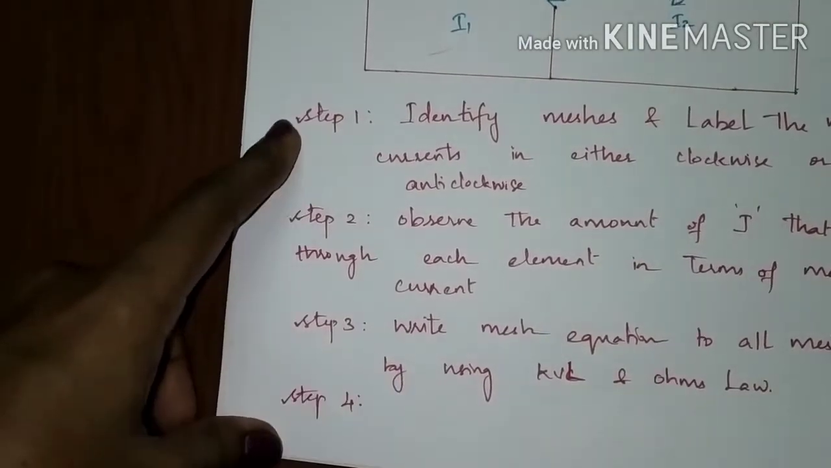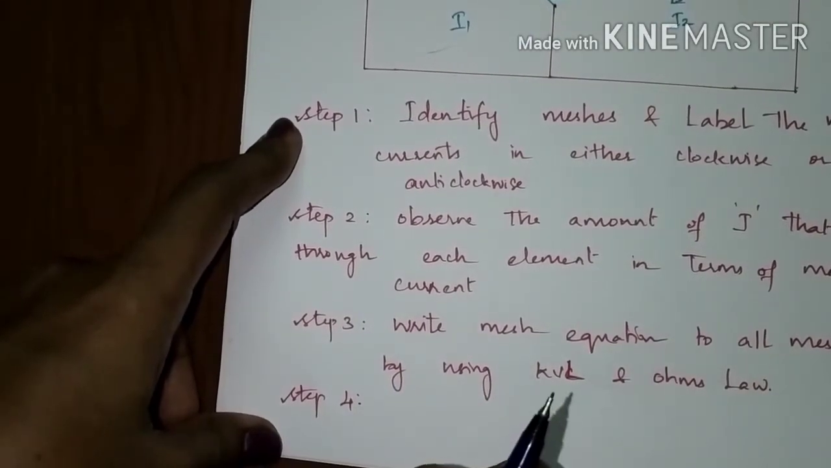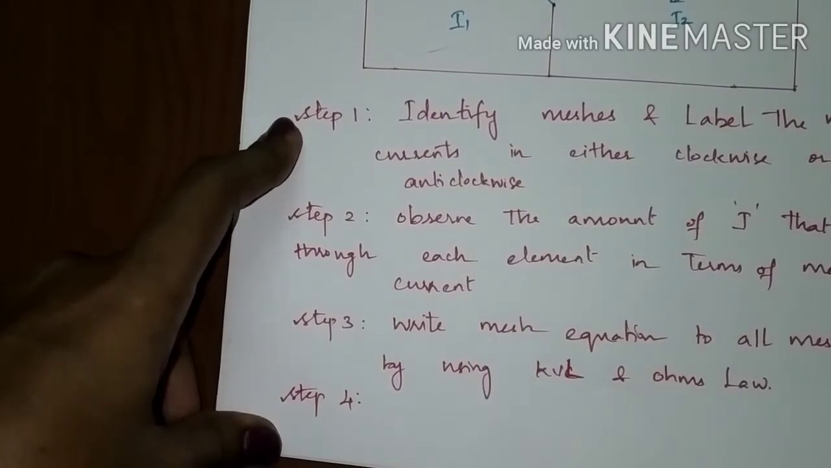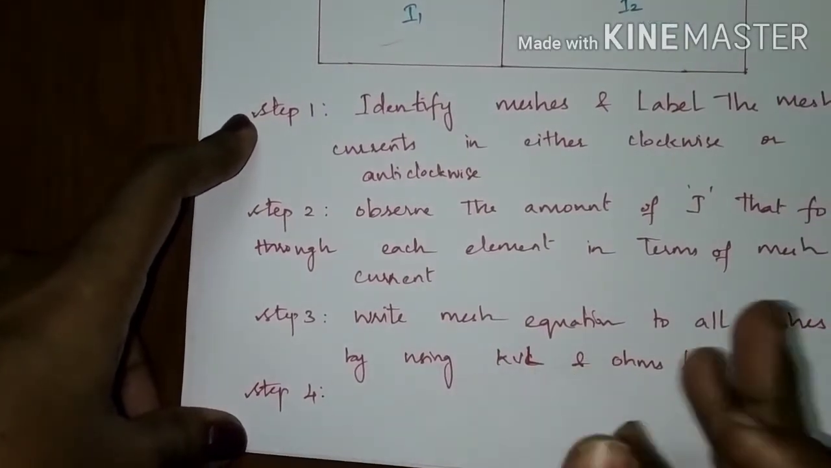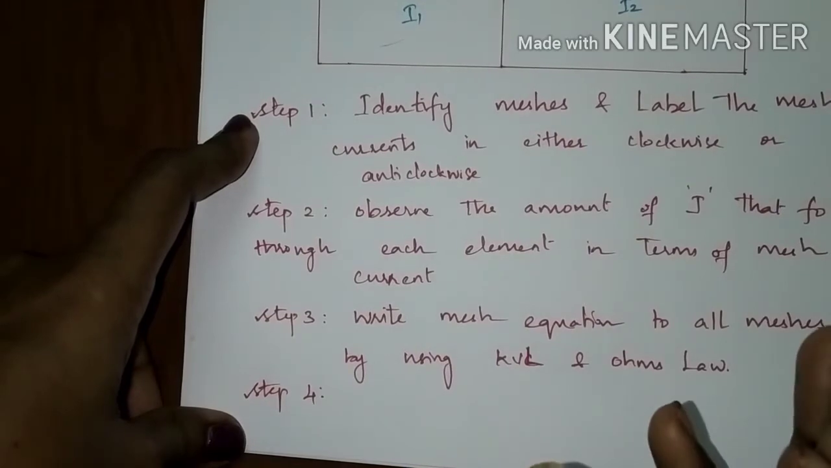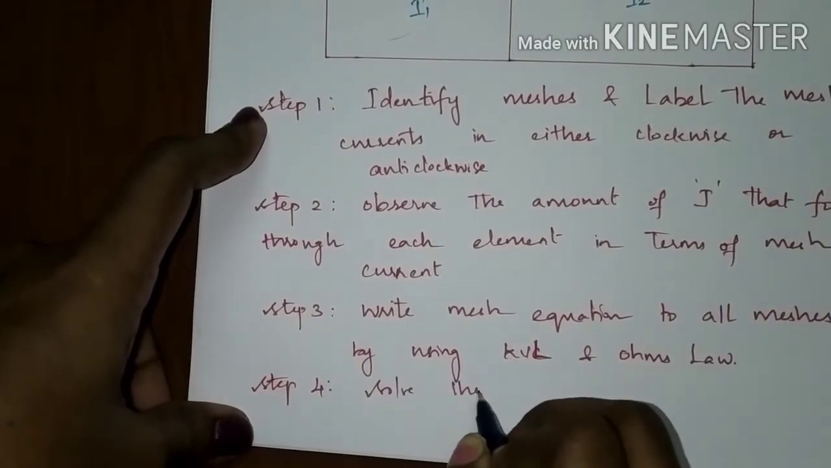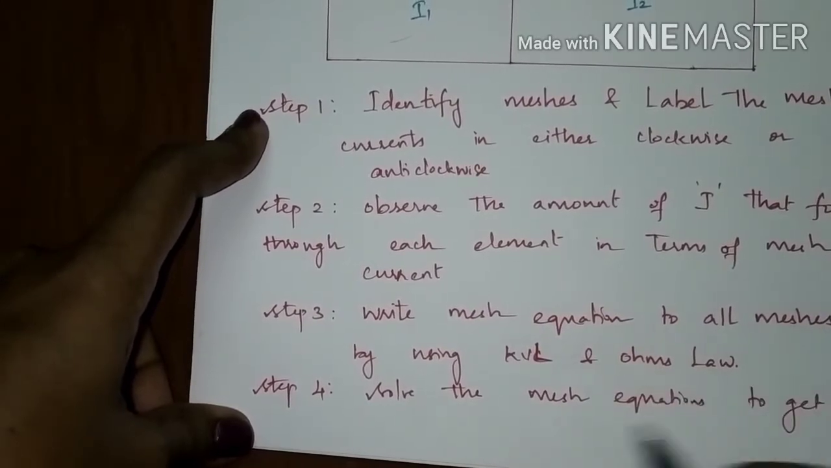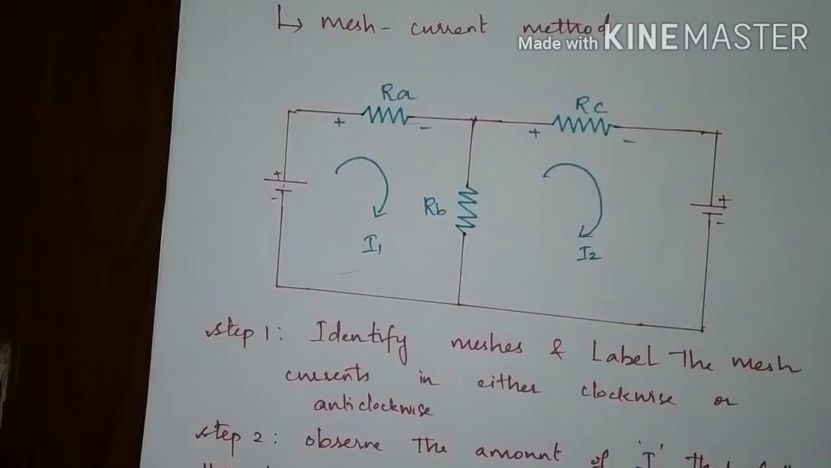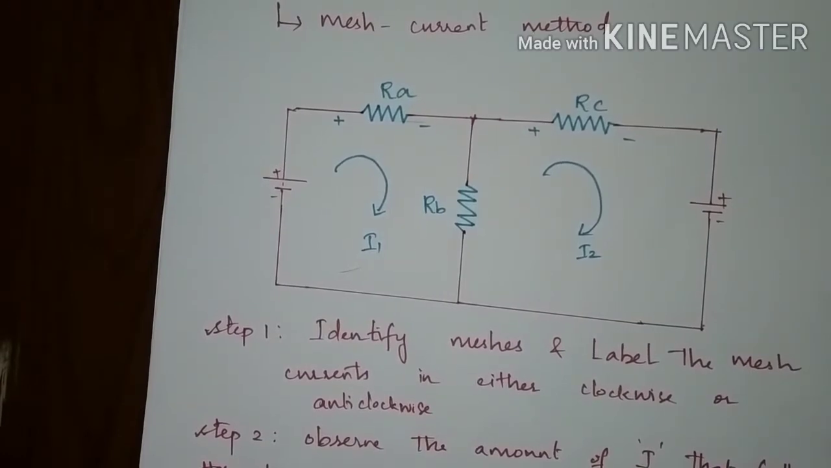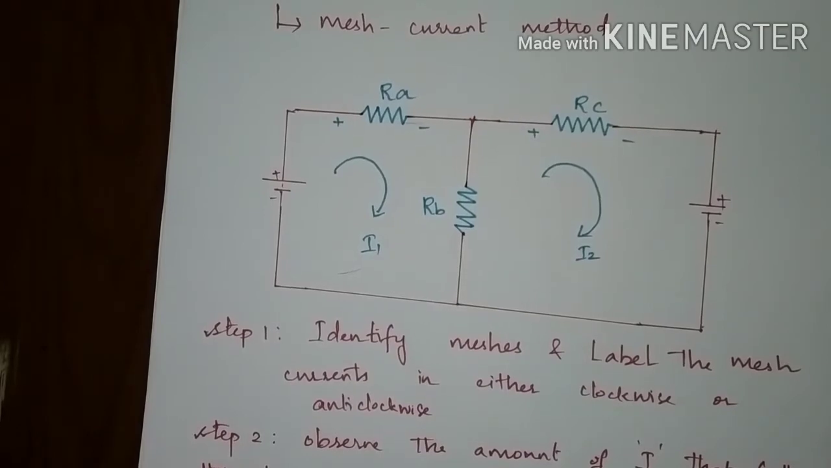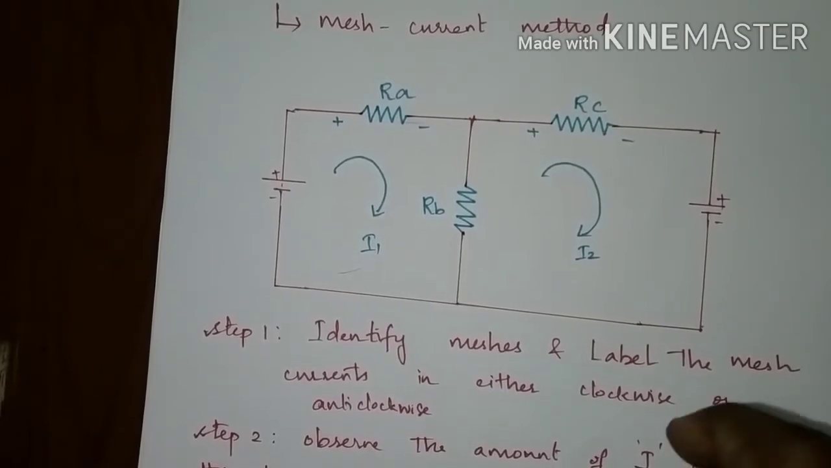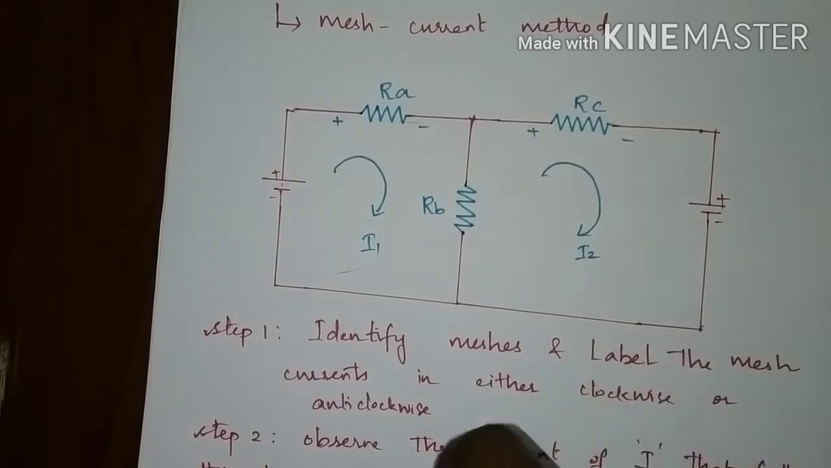And the last step: solve the mesh equations obtained in step 3 in order to get the mesh currents. The equations can be solved by normal algebraic methods. So these are the easy steps to find the current and voltage in a complex circuit. The voltage and current flowing in separate branches and elements in a closed circuit can be found by using the mesh analysis method.